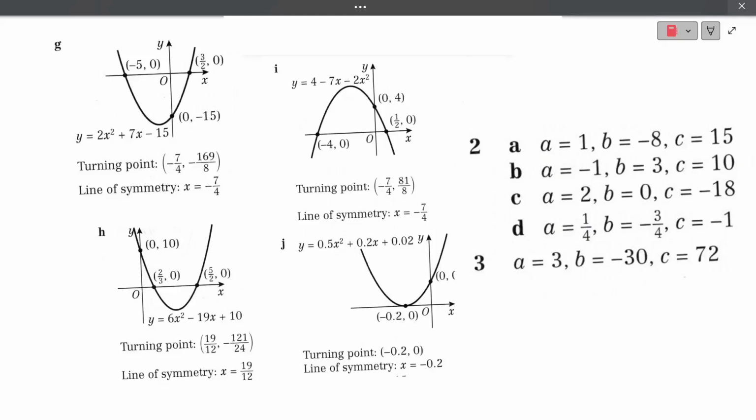Like I said, it is worthwhile doing just to make sure you're confident with sketching these graphs in case they come up.